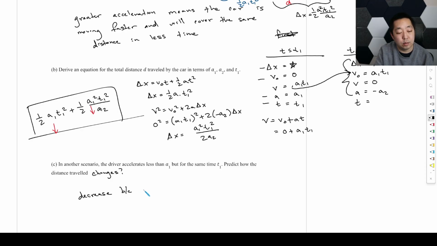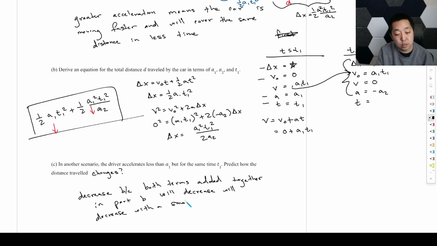It decreases because both terms added together in part B will decrease with a smaller a1. So this is one where we look at the derivation and then decide what's going to happen at that point.